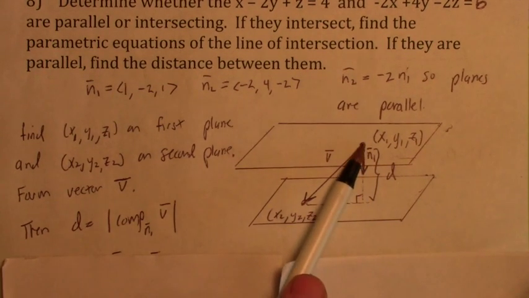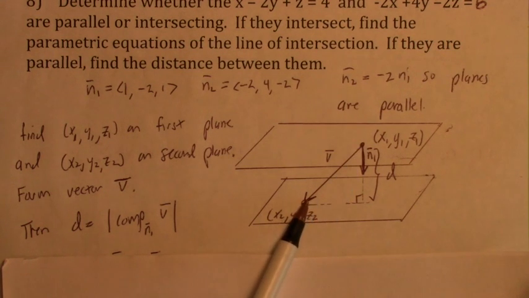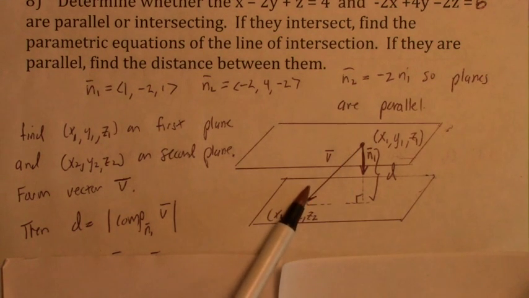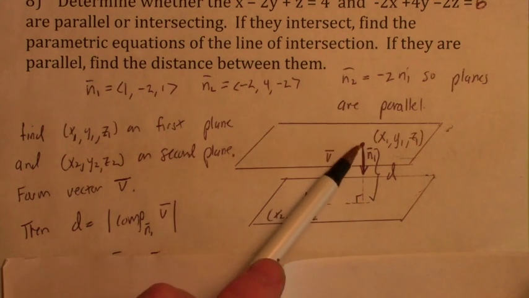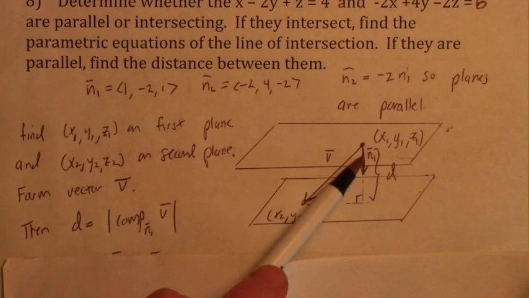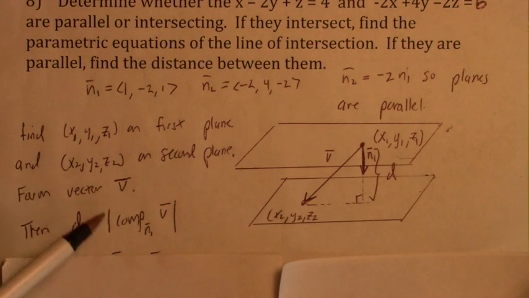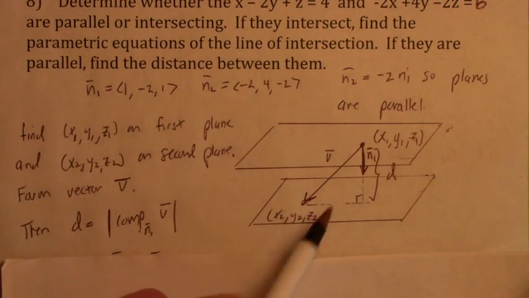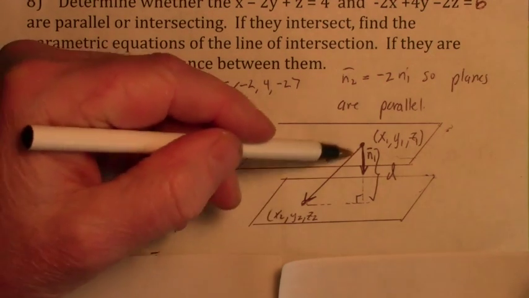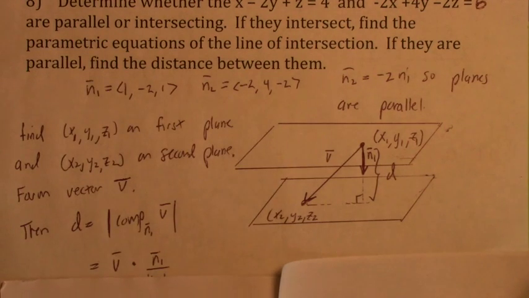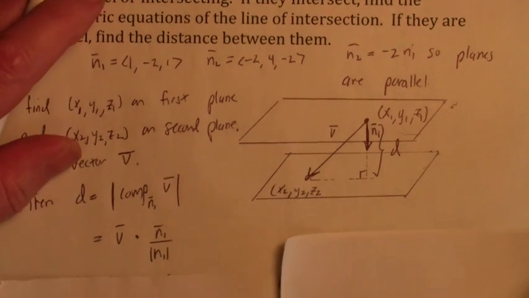If you can find a point on one plane and a point on the other, can't you form this vector v? Now, all you have to do then, if n1 is the normal vector for one plane, you can use either one, it turns out. If you look at the absolute value of the component of v on n1, that would be d. So what that means is it's v dotted with the unit vector in the direction of n1.